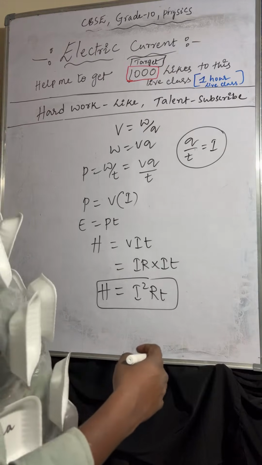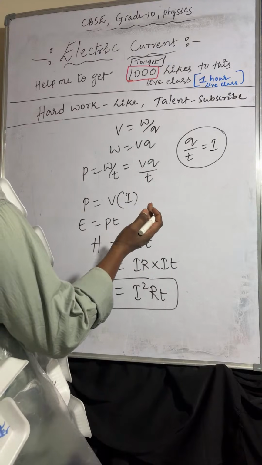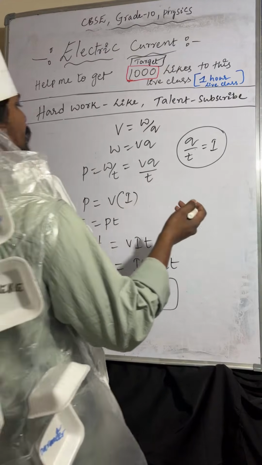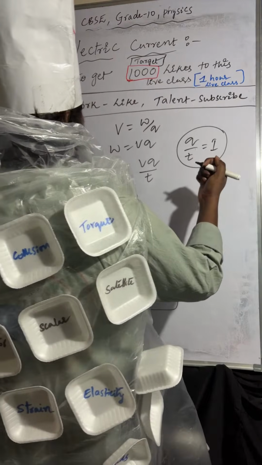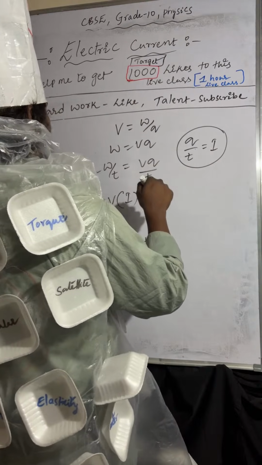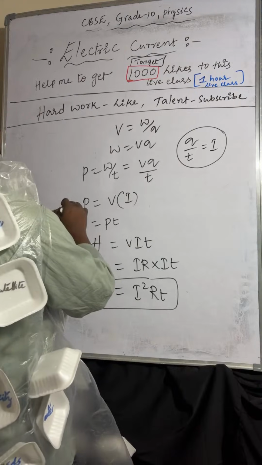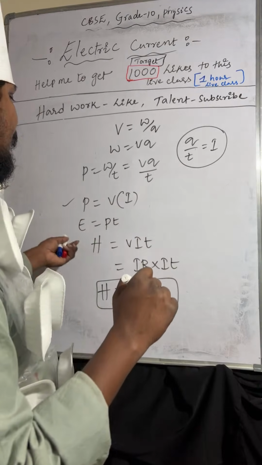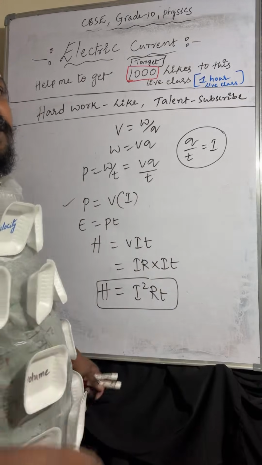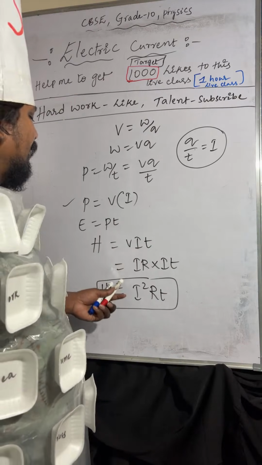Okay, so you can see here V equal to W by Q, W equal to VQ. The rate of flow of charge is called current. So P equal to W by T, VQ by T, that is nothing but Q by T is I. So P equal to VI, E equal to P into T. So heat produced in the conductor is H equal to VI into T.